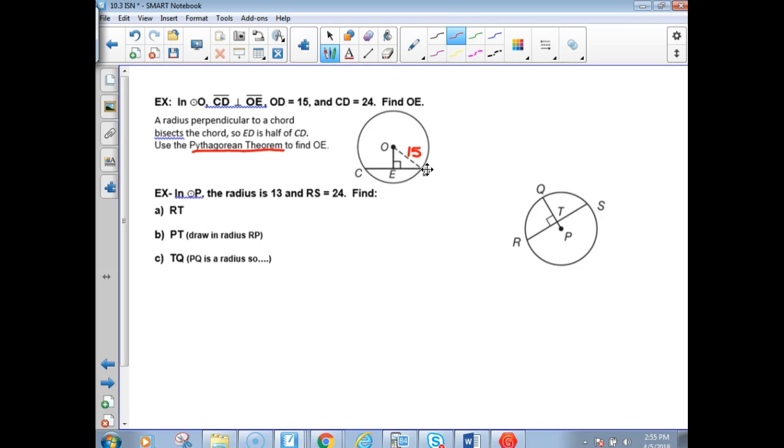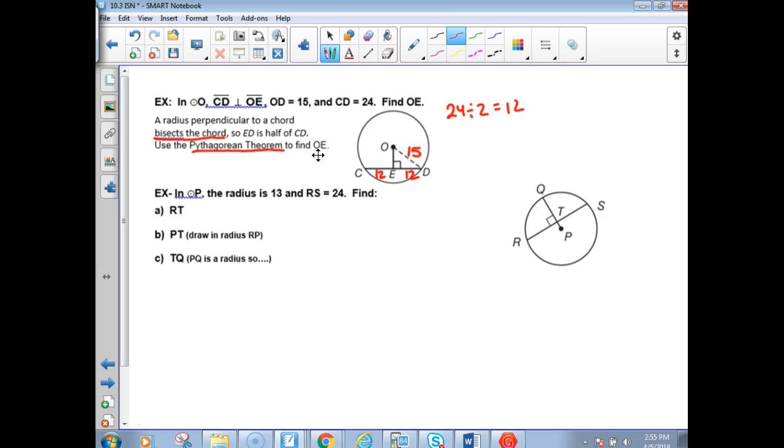So if C to D is 24, how big is it from C to E and E to D? They're each going to be 12. All right, so 24 divided by 2 is 12, so I know that this is 12 from C to E, and E to D is also 12. A radius perpendicular to a chord bisects the chord. That's what I just used. So ED is half of CD, and that's where we got the 12.